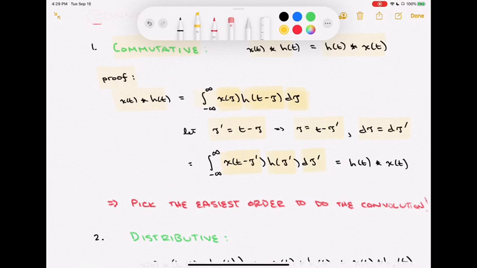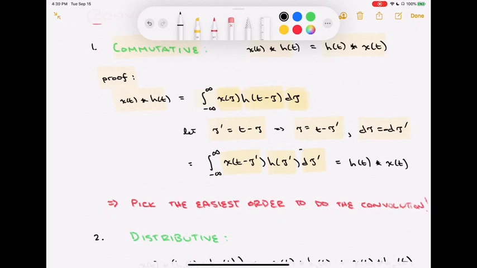I do have to worry about my limits of integration. I got a small mistake in here. d tau is not equal to d tau prime, it's equal to minus d tau prime, so there would be a minus d tau prime. So you could think of there being a minus sign in there.